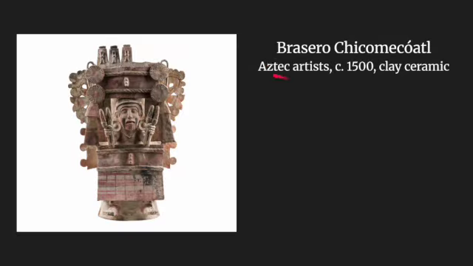Our second example is the brasero of Chicomecuatl, from unknown Aztec artists dating circa 1500 CE, made from clay ceramic. Chicomecuatl is one of the main deities in Aztec mythology. She was one of the gods of corn throughout the pantheon and was known as the giver of life.